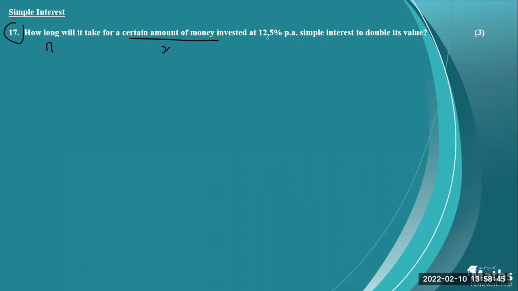It's going to be invested at 12.5%. So that is my interest. Simple interest, and it's going to double its value. So if this is 1x, this is going to become 2x, okay? It could be 100 Rand, and we want to know how long is it going to take to become 2 times 100, namely 200 Rand. So let's first see. How long? I don't know what is my n. The p is a certain amount. I don't know what it is, but I'm going to make it x.